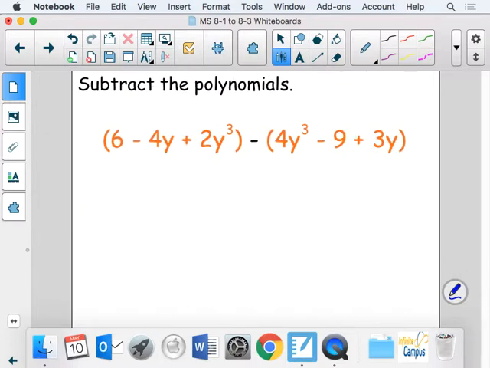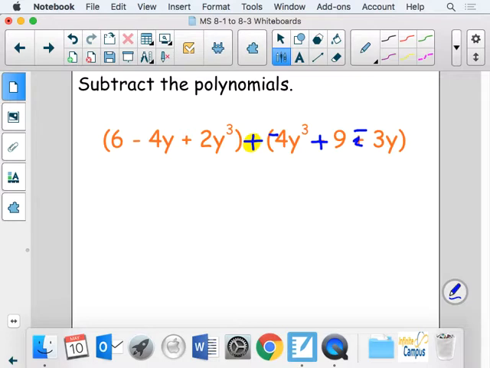We have another subtracting polynomial. So again, you need to distribute the negative through, which changes the signs of everything after it. So this positive 4 becomes a negative 4. This negative 9 becomes a positive 9. This positive 3 becomes a negative 3y. And then we can change this to an addition sign once we've done that.